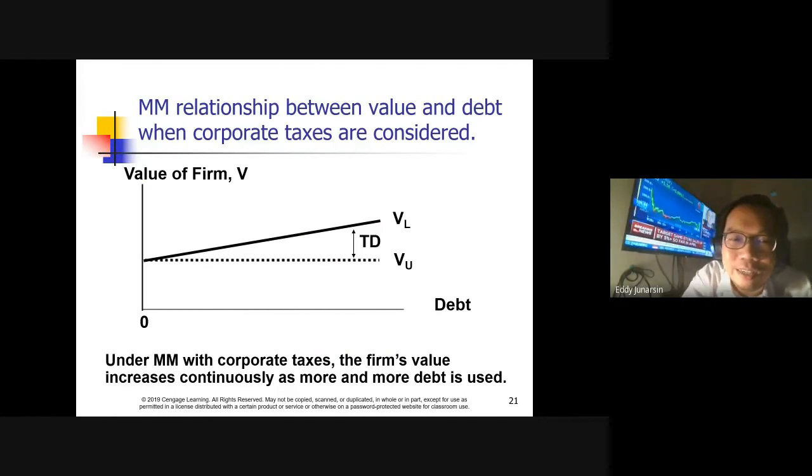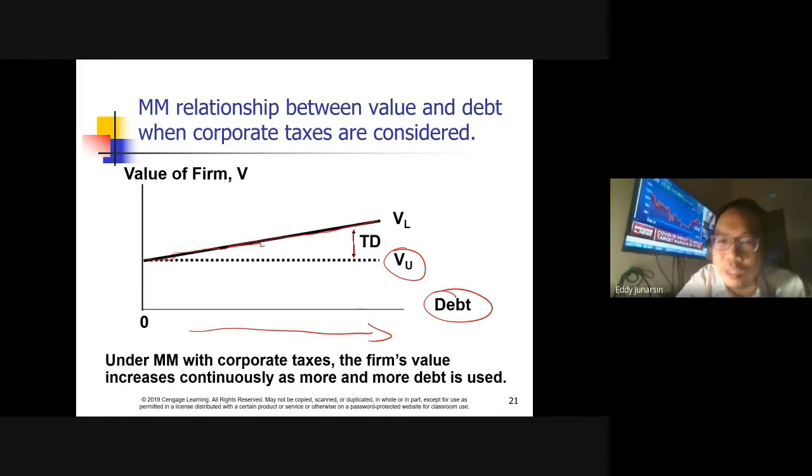So you see the figure here. This is the value of the unlevered firm. If you use debt financing more and more, you increase the level of debt here, then the value of the firm will increase because of the tax shield. So this is the conclusion and recommendation by MM the second. It's recommending as high debt financing as possible, and if possible, 100%.